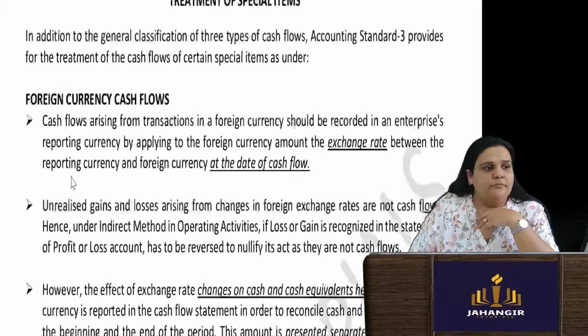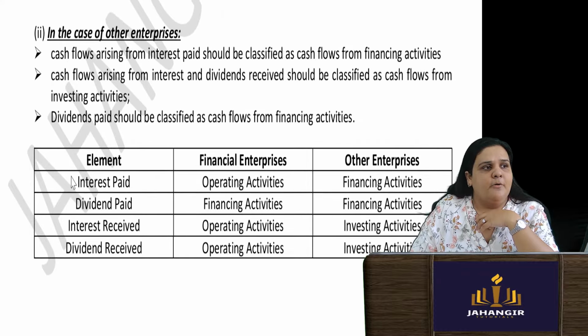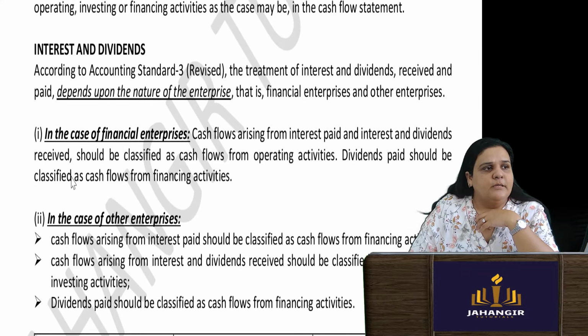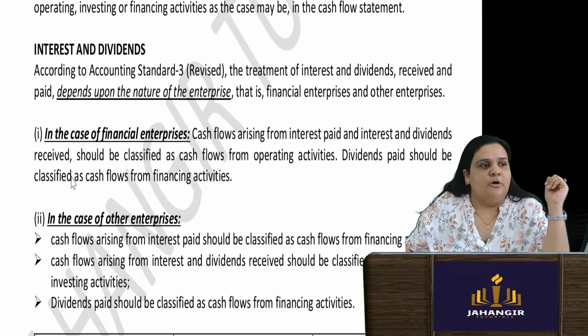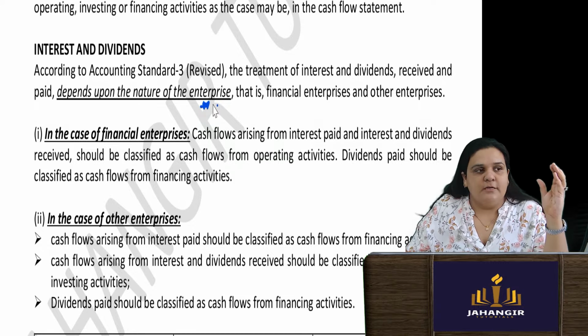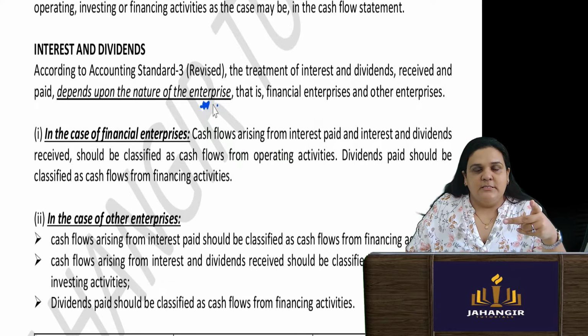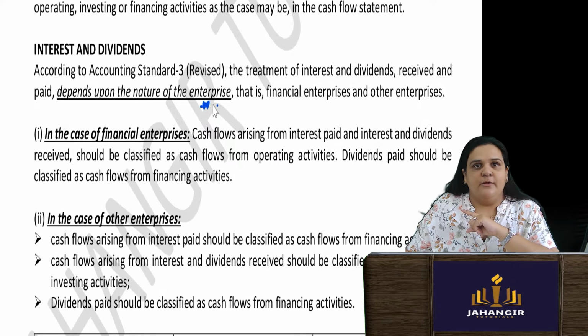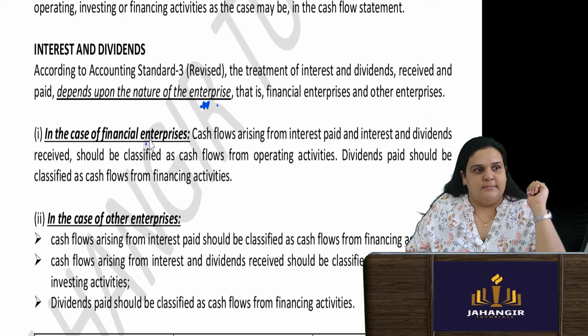Now there is this one table I want to show. Interest and dividend: what about interest and dividend? It depends upon the nature of the enterprise. How you treat interest and dividend depends upon the nature of the enterprise. Right now we did two questions. We did dividend in the financing activity only, right? In both the sums.